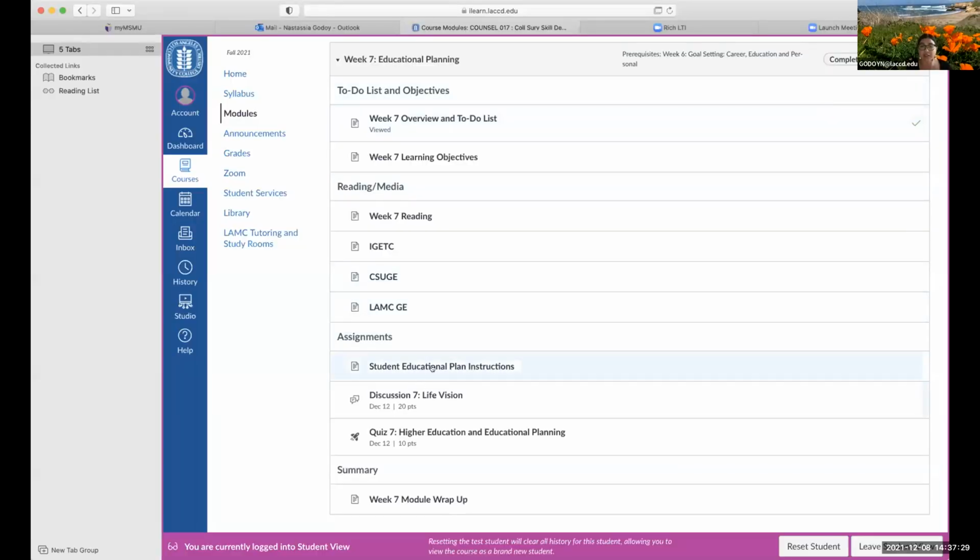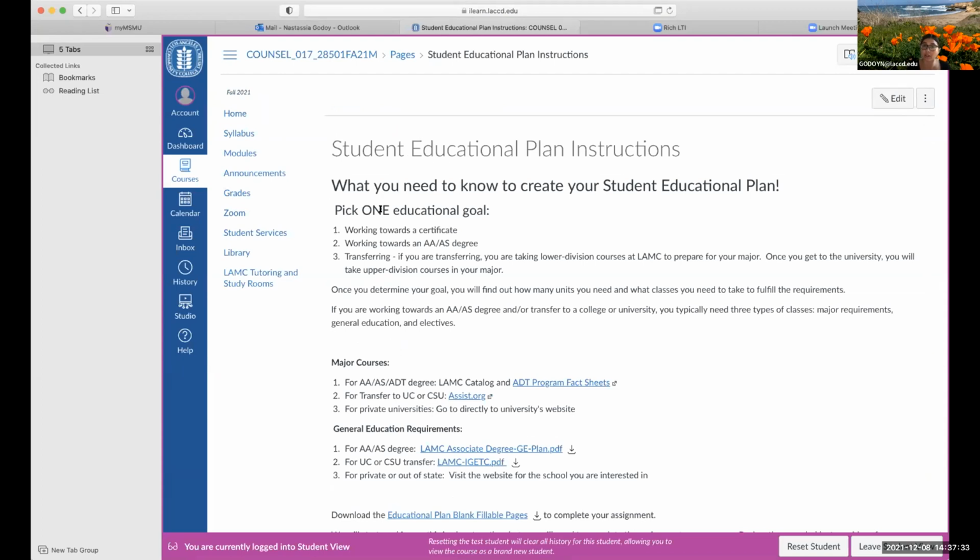So in your week 7 module, if you go to student educational plan instructions, what you need to know to create your student educational plan. First, you're picking one educational goal, right? Whether you're working towards a certificate, working towards an associate's degree, or transferring. If you're transferring, you are taking lower division courses at LA Mission College to prepare for your major. Once you get to the university, you will take upper division courses in your major.